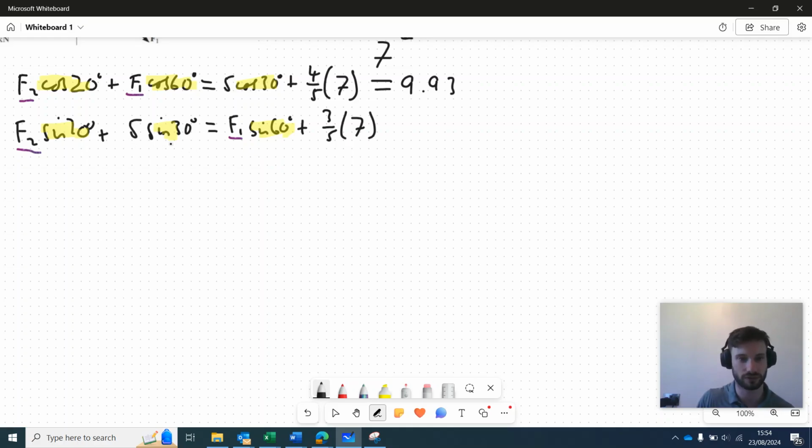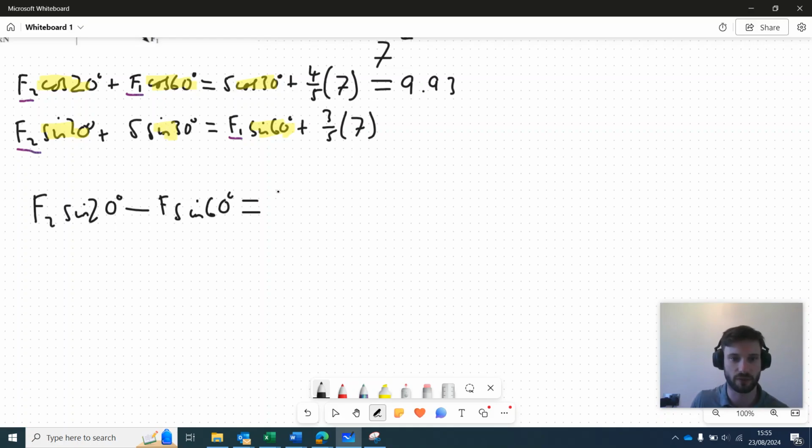And what I can do is take the terms, move all the terms containing an F over to the left and all the terms not containing an F over to the right. So I can rewrite this equation. On the left-hand side, I'd still have F2 sine 20, but I'd have moved over this F1 sine 60 term. And I will have subtracted 5 sine 30 from both sides. And when I take 3/5 of 7 and subtract 5 sine 30 from it, I get 1.7.